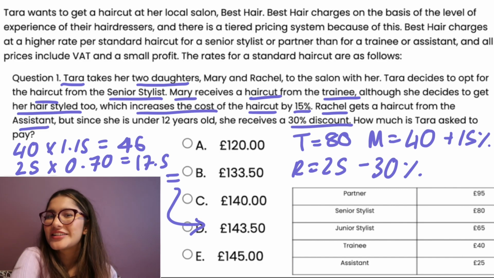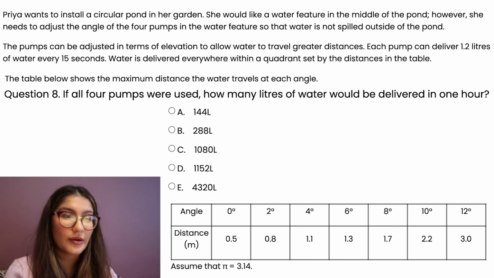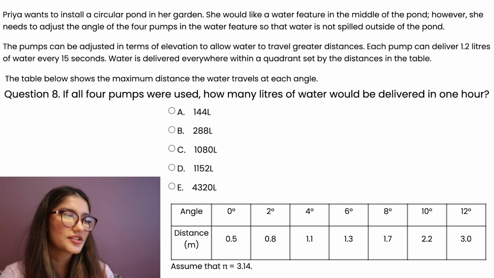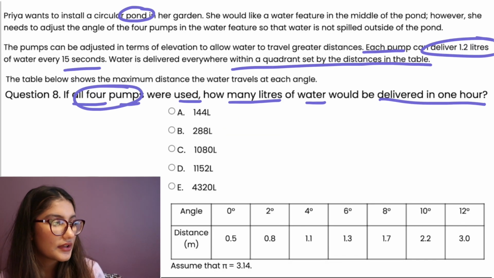Okay, so I wanted to do a bit of a different question because I feel like we've done the same kind of questions over and over again. So let's go with this one. I tried to look for a Venn diagram one, but I couldn't, so I'm just gonna settle on this degree one. And it says, if all pumps were used, how many liters of water should be delivered in 1 hour?